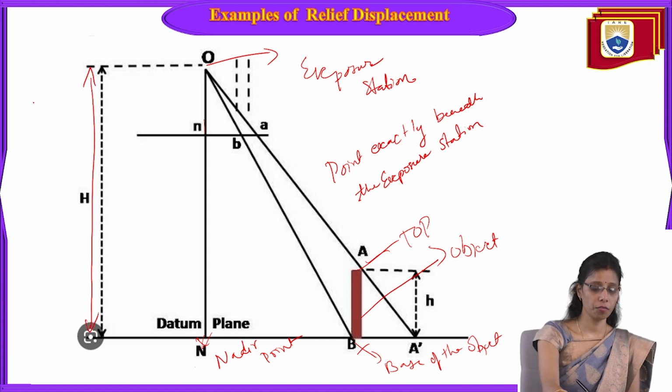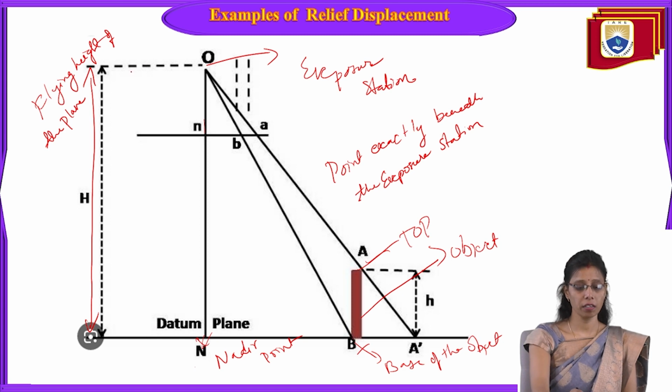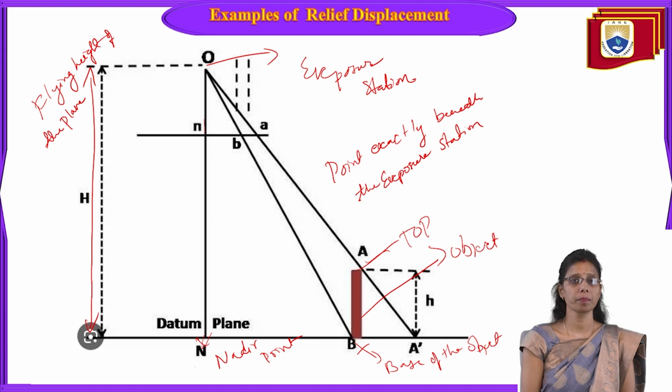H is always the flying height of the plane. Flying height of the plane means the distance from the datum, from the mean sea level, when the plane is flying. It will always be in meters, like 900 meters, 800 meters, 700 meters, 500 meters, depending on the scale of the aerial photograph. Based on that only we are able to decide the flying height of the flight.